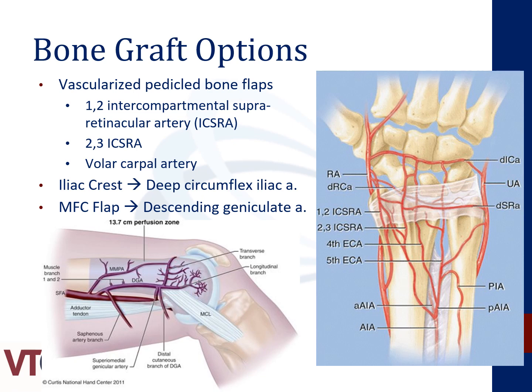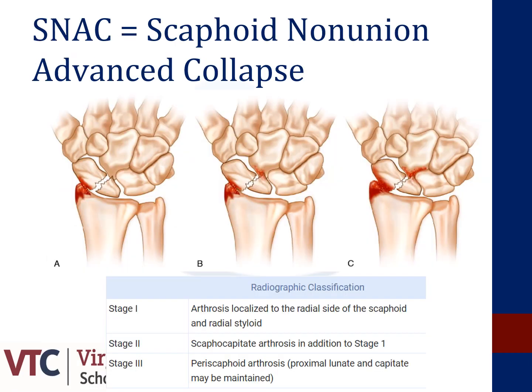Finally, if you are looking for a remote location to transfer to the scaphoid, 2 considerations are the iliac crest, which is based upon the deep circumflex iliac artery, or the medial femoral condyle flap, which is based upon the descending geniculate artery. When looking through these graft options, specifically if you're going to be looking remotely, the most success for management of these scaphoid non-unions has been demonstrated with the medial femoral condyle flap.